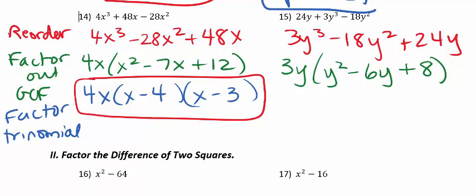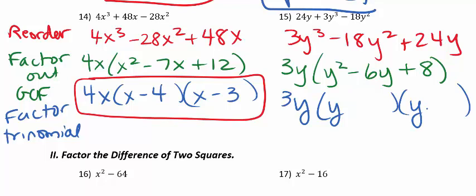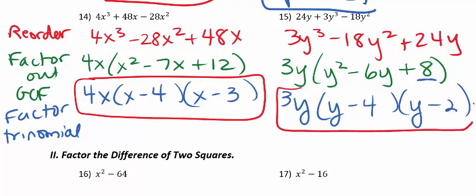Now we're going to factor the trinomial. So we bring down the 3y and we factor what's inside of the parentheses. Y times y is y squared. Two numbers that multiply to be 8 and then add to be negative 6 are going to be minus 4 and minus 2. So now we have factored this polynomial completely.